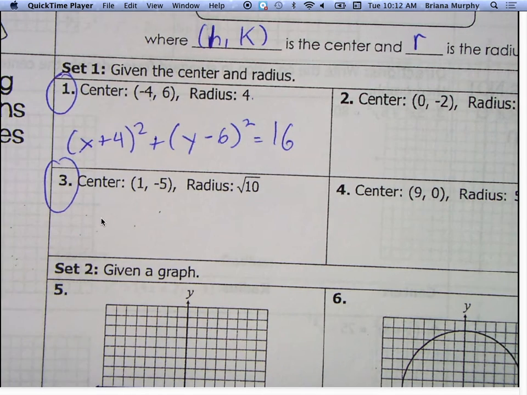So why do we even have a y stuff? Well, x tells me how far I go right or left. Y tells me how far I go up and down for the center. When we graph it, it'll make sense. Okay.